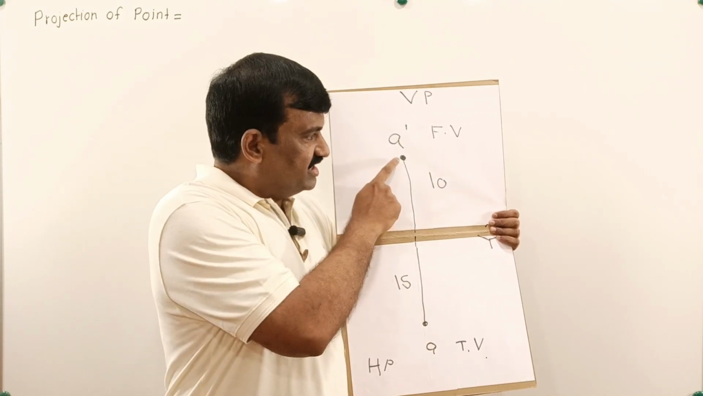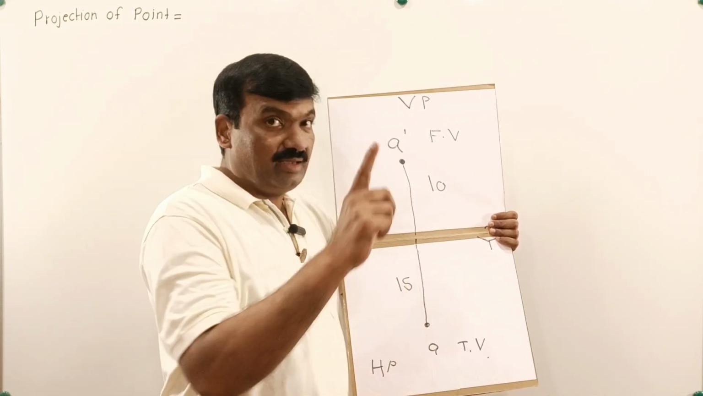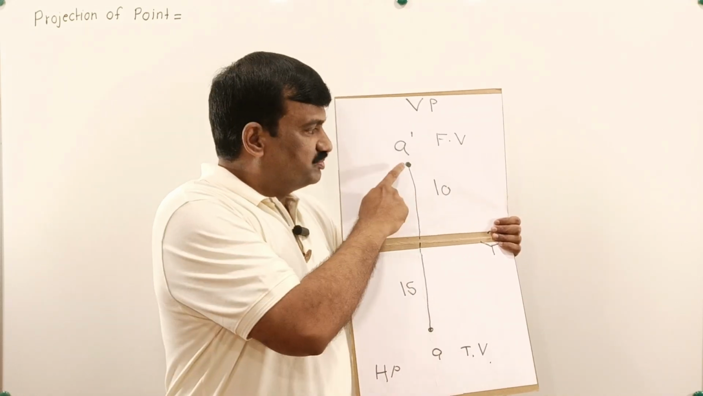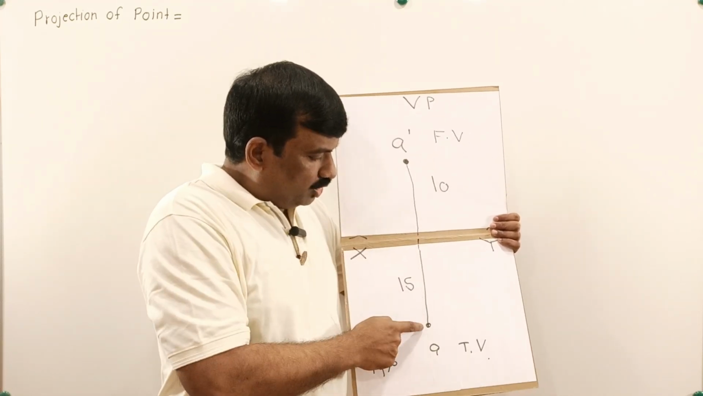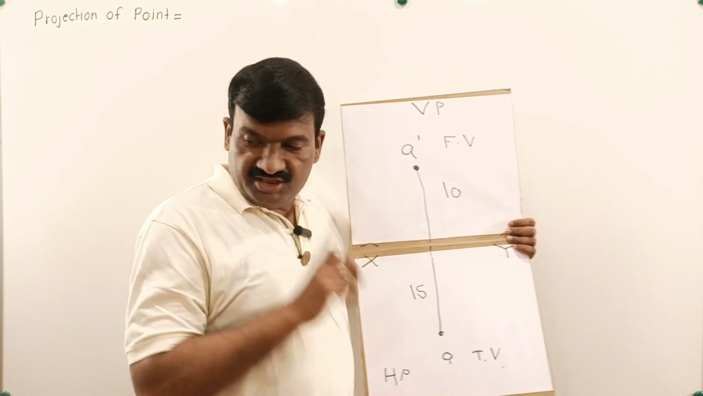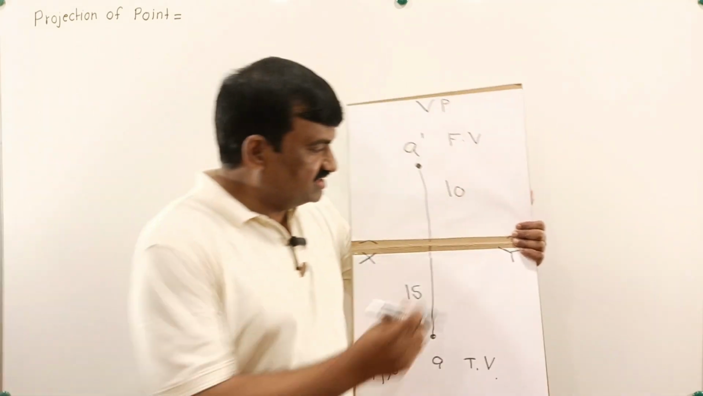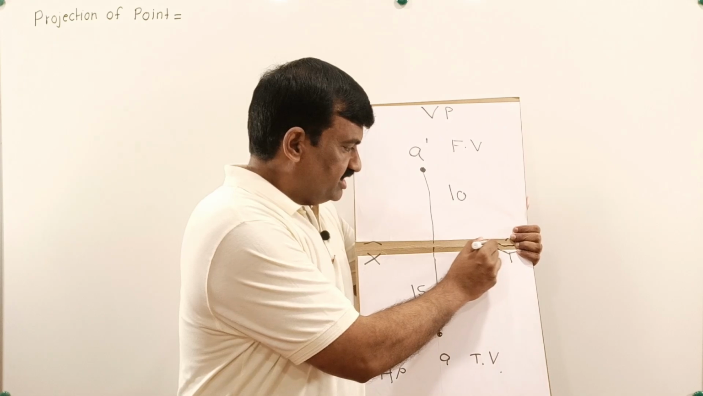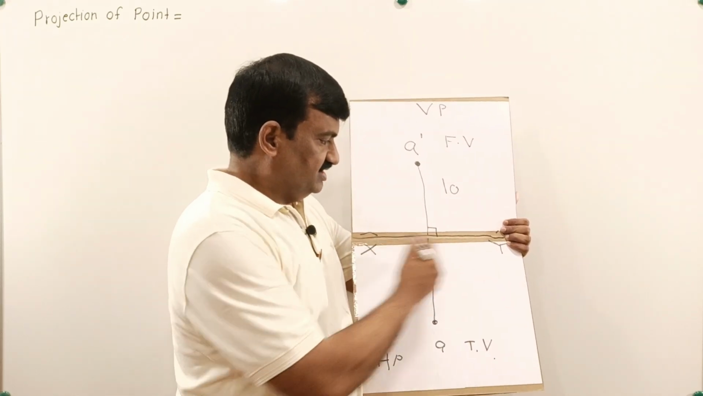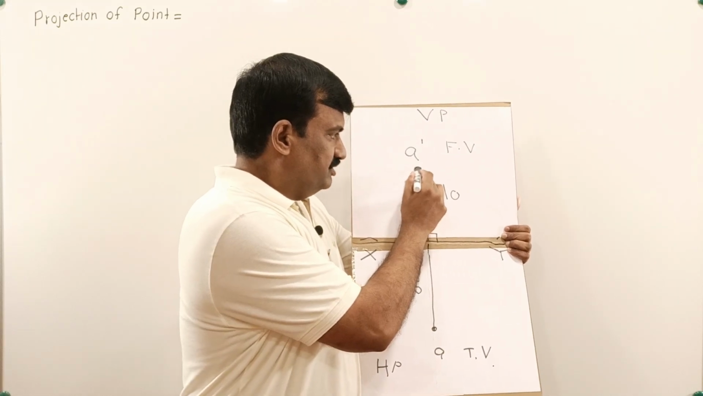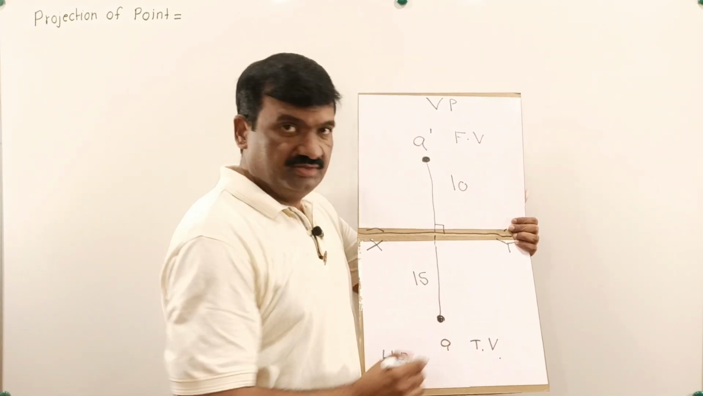And the third concept is about A dash and A. Capital A is the actual point. Its front view is A dash, top view is A. So the front view and top view of the same point are always present on one and the same projector, and that projector makes an angle of 90 degrees with the XY line. This is the XY line. This is the front view of the point. This is the top view of the point.